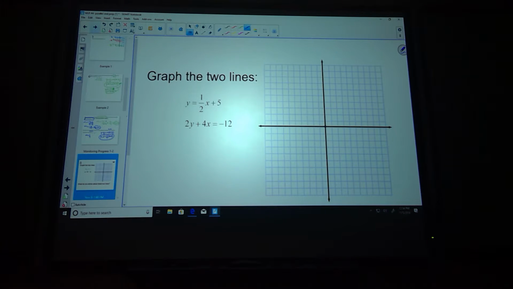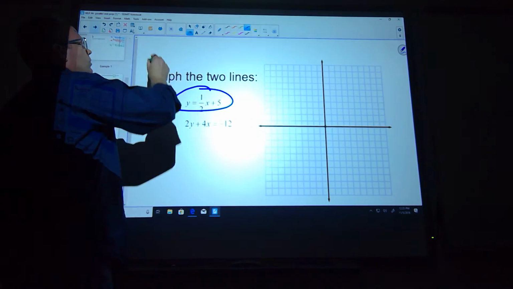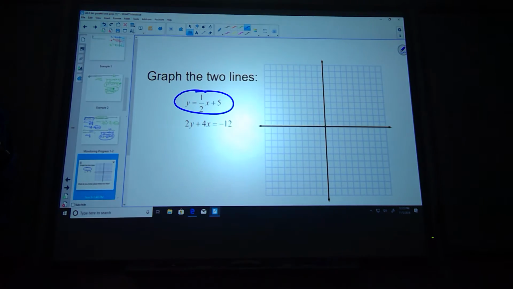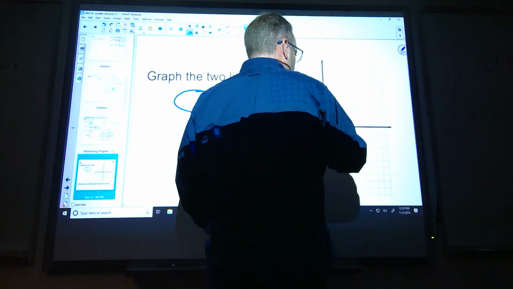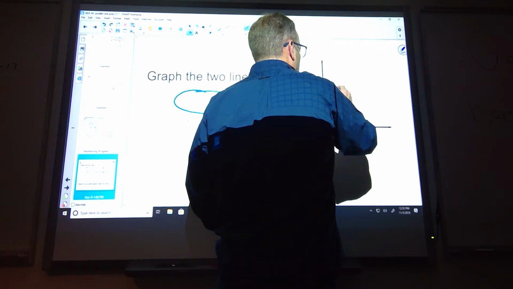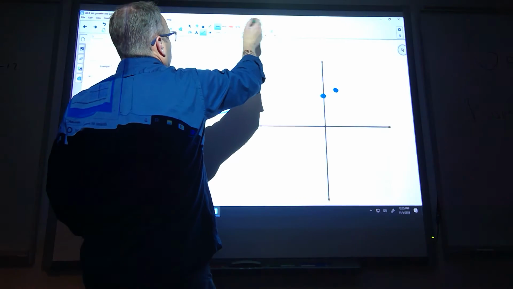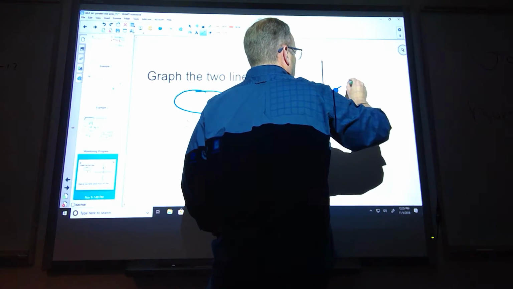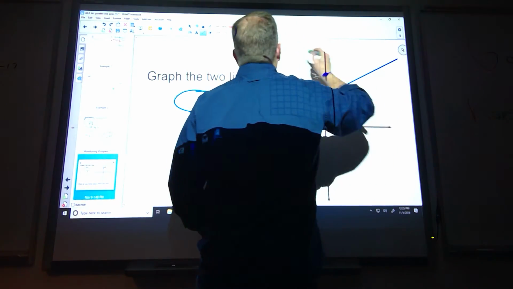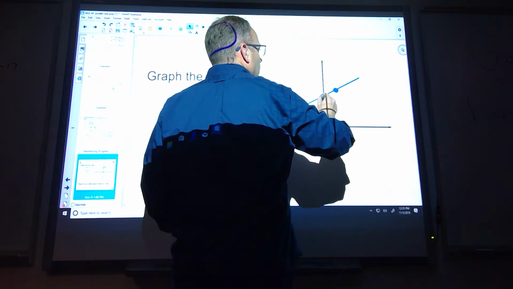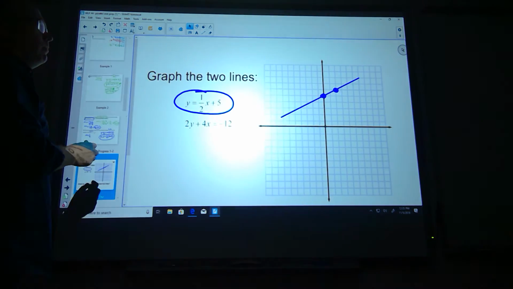Okay. Graph these 2 lines. Let's do this one in blue. What's my y-intercept? 5. 1, 2, 3, 4, 5. And then I'm going to go up 1, right 2. Then let's use my straight tool and make it blue. Make it nice and long, and then we'll bring it back. Does that seem good?